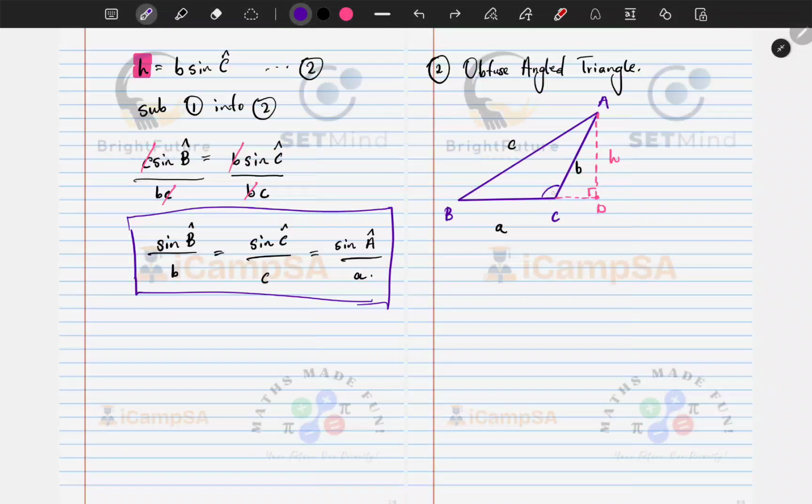Right, so if this is angle C, that means that this angle is going to be 180 minus C. And the reason I say that is because of angles on a straight line. So this is going to be 180 minus C.